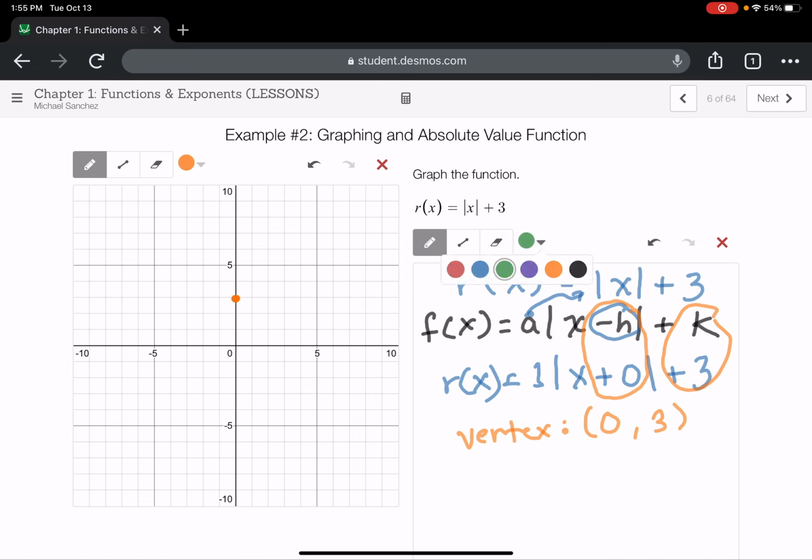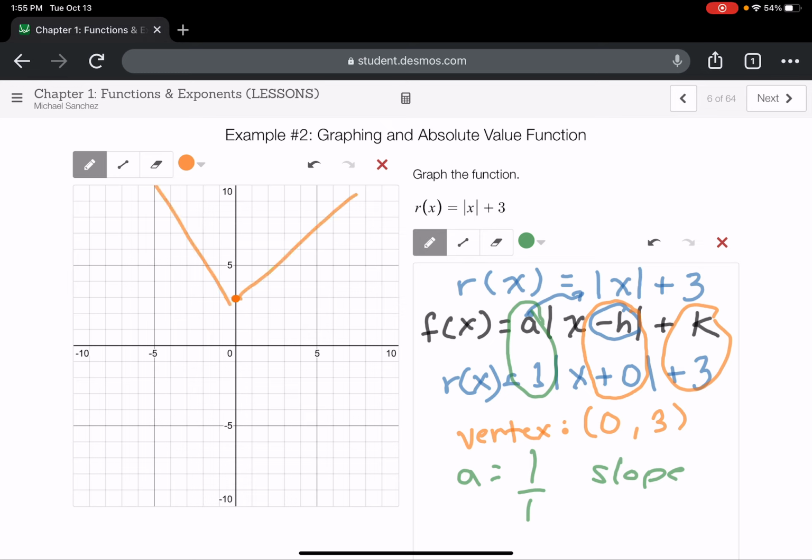And then I'm going to use my a value, which is a 1. So a is 1. And remember, this is our slope. So I'm going to put it over 1. It is positive, so I should have a V shape open up, not a V shape open down. All right. So I'm going to go up 1 over 1, up 1 over 1.